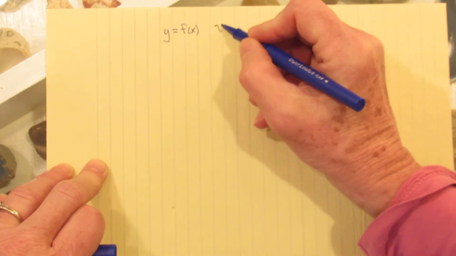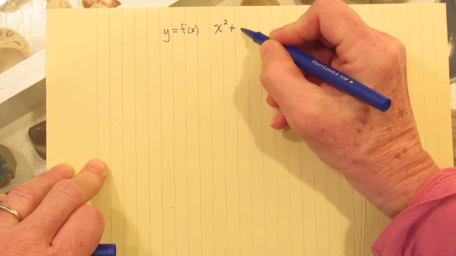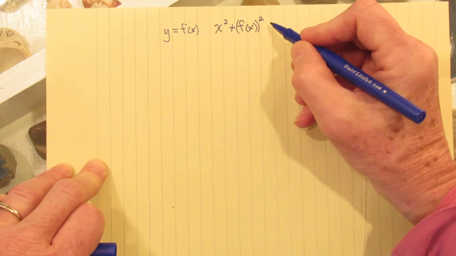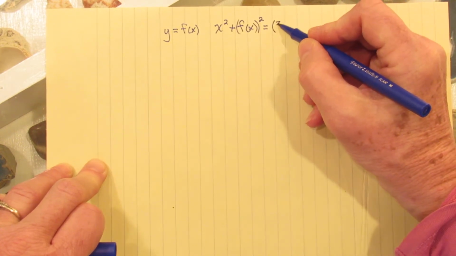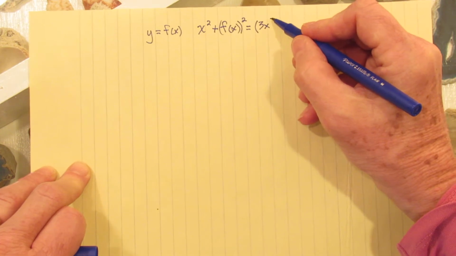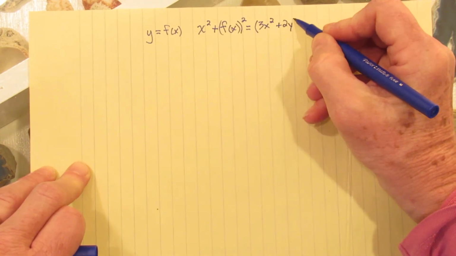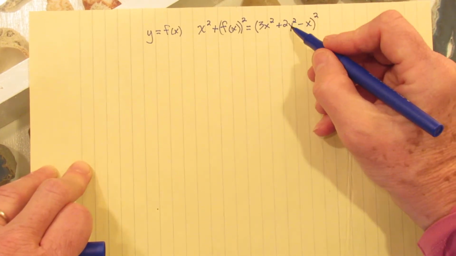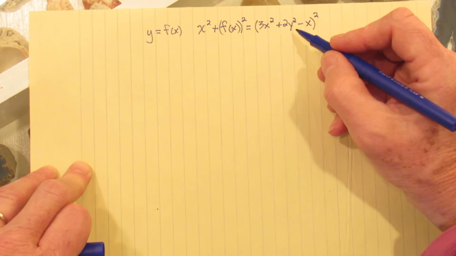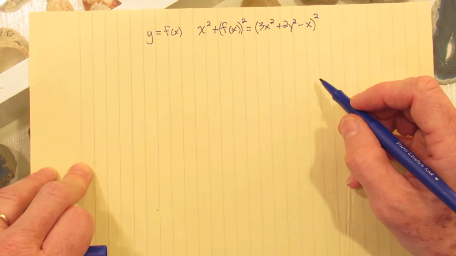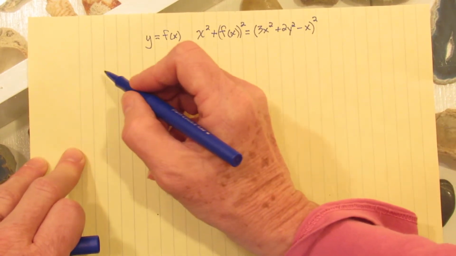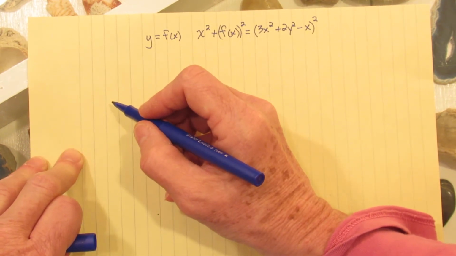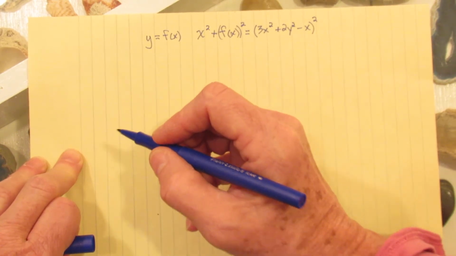Our formula then was x squared plus y squared, but I'm replacing y with f of x. And then the other side had the quantity 3x squared plus 2y squared minus x squared. But again, remember y is f of x. So when we go to work the next line, we'll replace the y with f of x. Okay, so all the same derivative rules apply. We haven't changed any derivative rules. We just need to keep remembering that y is a function of x.